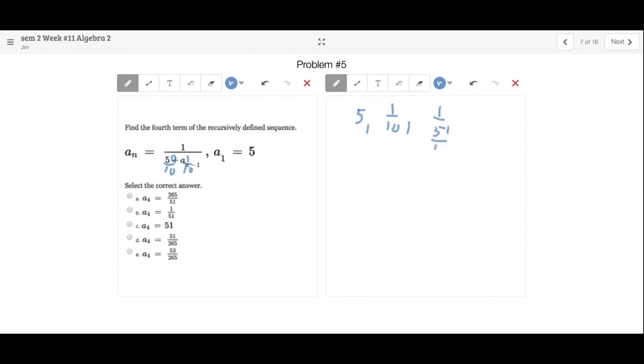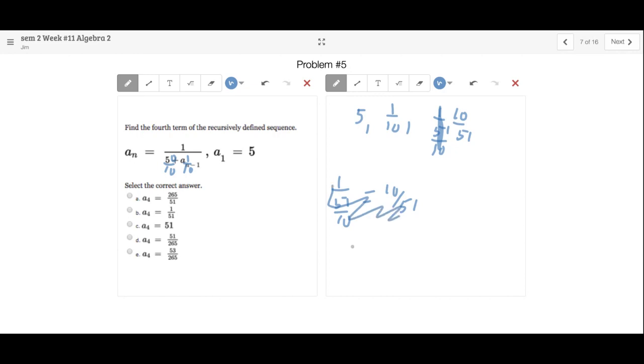1/51 tenths? That's my third term. Now, I should reduce this down, right? I shouldn't leave it as 1/51 tenths. That really should be 10/51. What do we call those? Complex fractions. So I don't want to leave it as a complex fraction. So that's 10/51. Okay, so that's my third term.